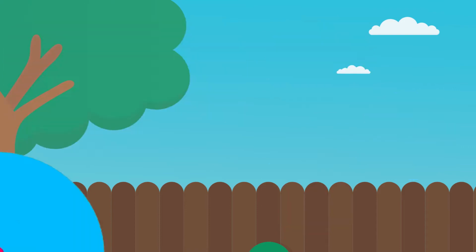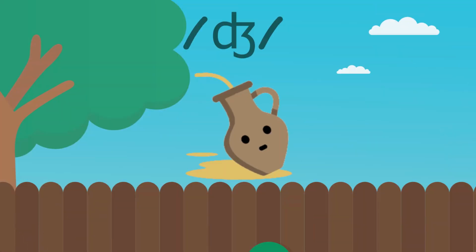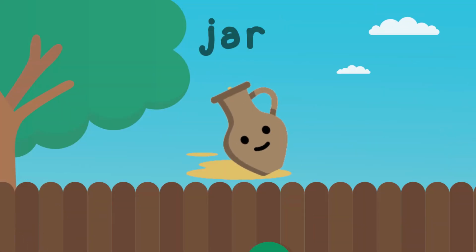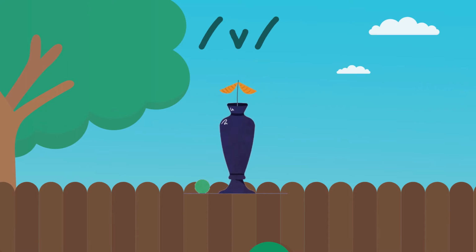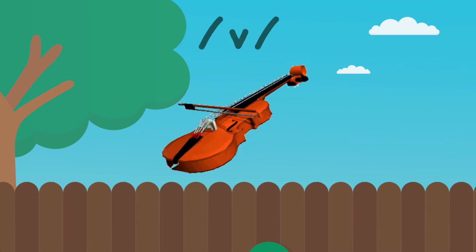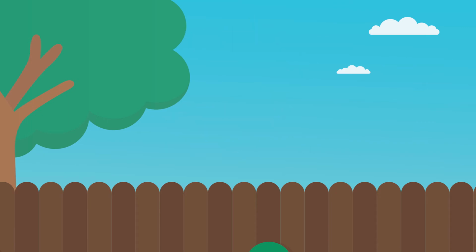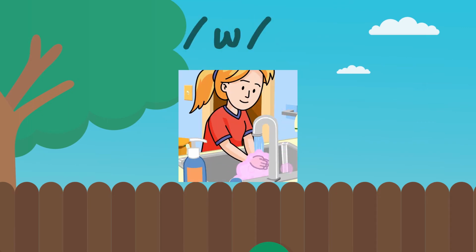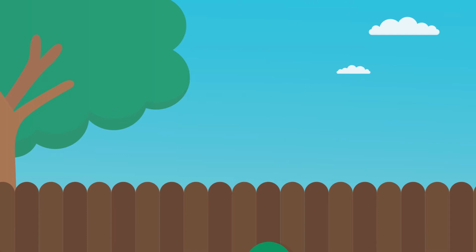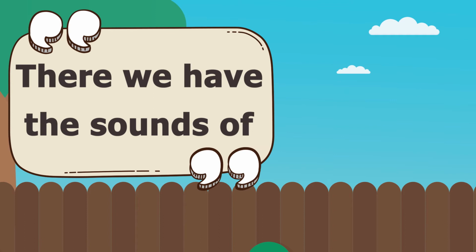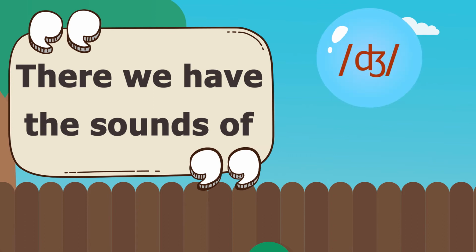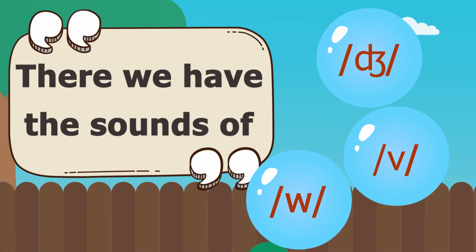Here we go. J, jar. J, jet. V, vase. Violin. Wash. Water. There we have the examples of words with J, V, and W sounds.